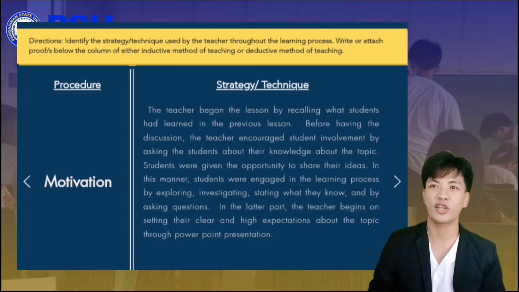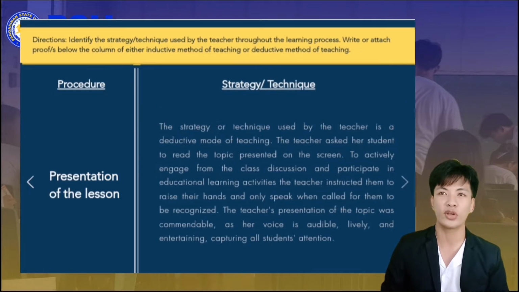The teacher began the lesson by recalling what students had learned in the previous lesson. She encouraged student involvement by asking the students about their knowledge about the topic. Students were given the opportunity to share their ideas. The teacher used the deductive mode of teaching and asked her students to read the topic presented on the screen. Also, the teacher's presentation of the topic was commendable, as her voice is audible, lively, and entertaining, capturing all students' attention.